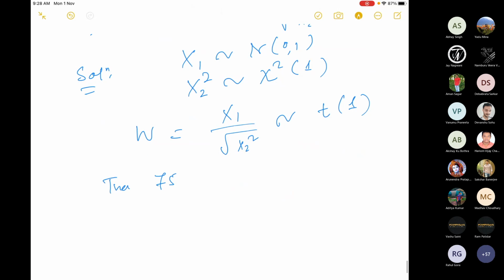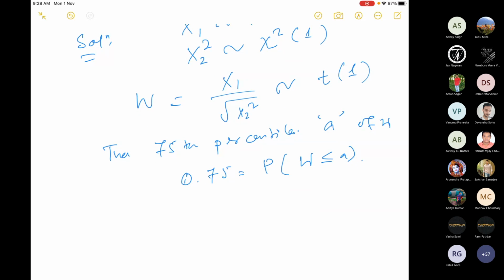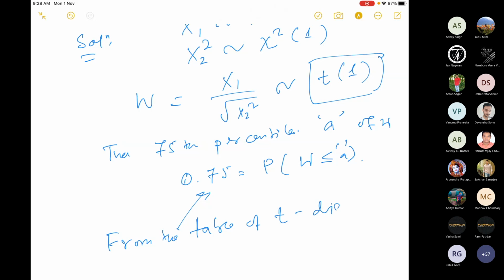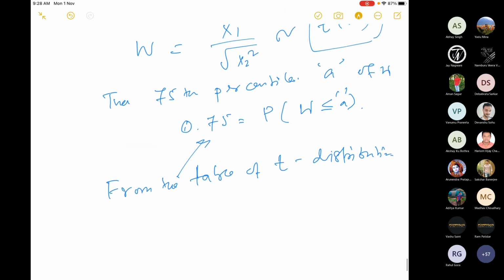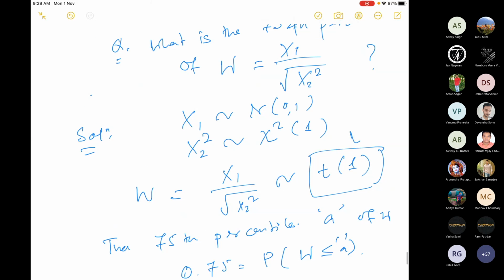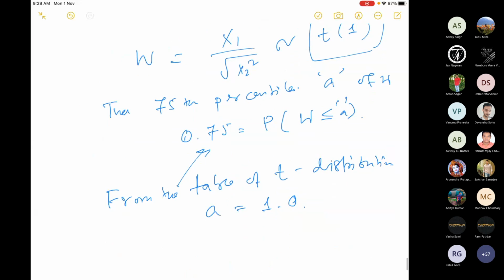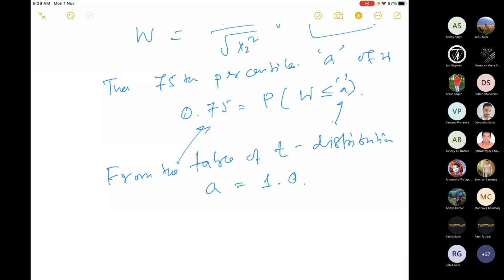If you remember the definition of the 75th percentile, let's say A of W, this is the value such that 0.75 is equal to the probability of W less than or equal to A. Now you have to look at the table of T distribution and see for what value of A this probability is 0.75. So from the table of T distribution, A will be equal to 1.0. So that's the answer. You just have to find that this is a T distribution with 1 degree of freedom, and then use the table to see for what value of A this is 0.75. That's it.